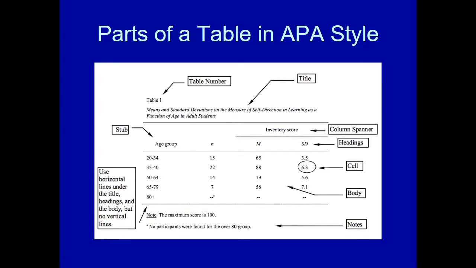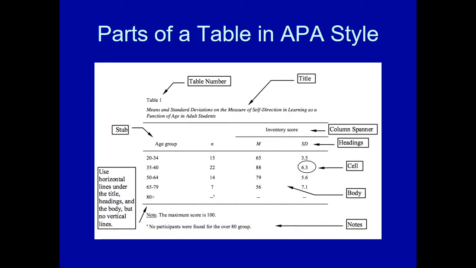We want to eliminate having too many headings that are spaced out, like those column spanners where it has inventory score and then a line and then the mean and standard deviation. We don't want to go too much more than that because people will be confused looking at it. So just be aware of that. And you want to use sentence capitalization in your headings. So here, age group, age is capitalized, group is not, and inventory score, inventory is capitalized, but score is not.